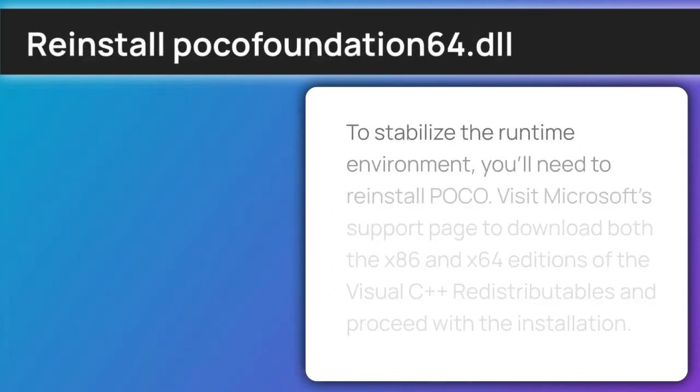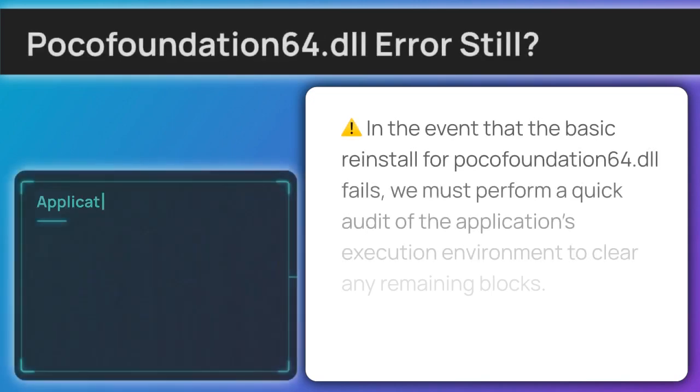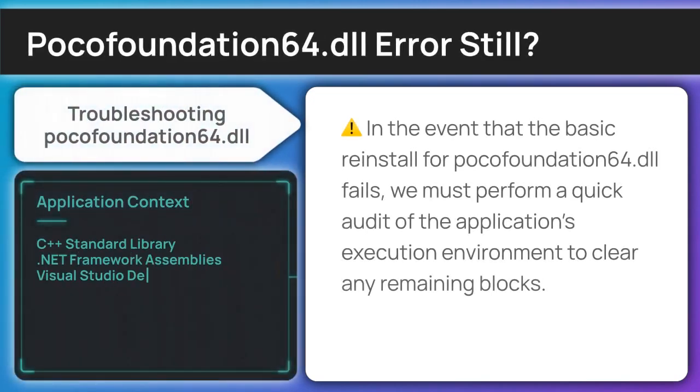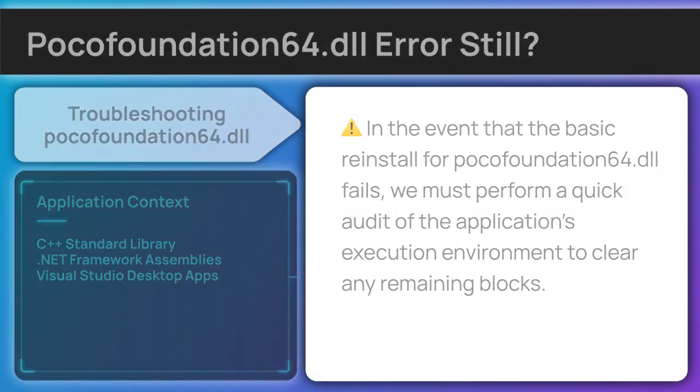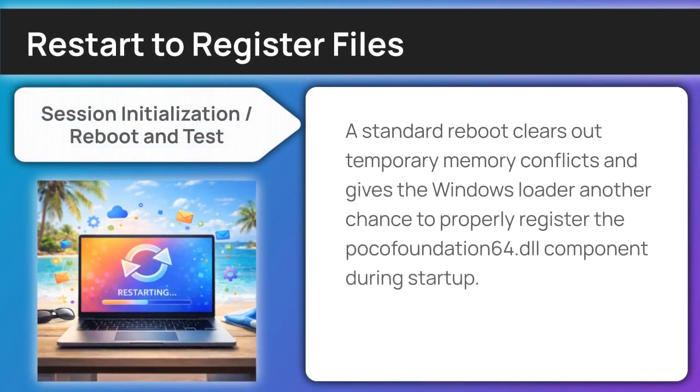To stabilize the runtime environment, you'll need to reinstall POCO. Visit Microsoft's support page to download both the x86 and x64 editions of the Visual C++ redistributables and proceed with the installation. If the setup package didn't provide a resolution, we need to look under the hood at how your system handles current session configurations. A standard reboot clears out temporary memory conflicts and gives the Windows loader another chance to properly register the POCO Foundation 64 component during startup.